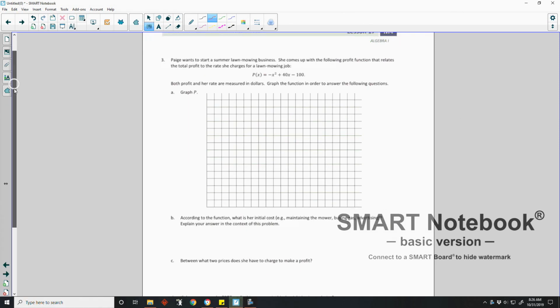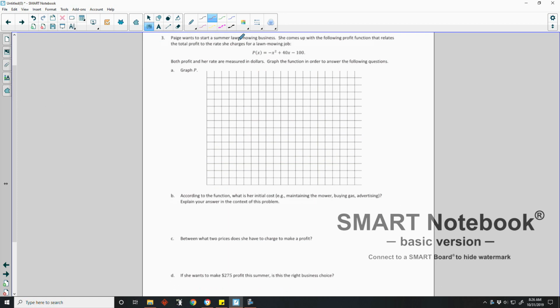Okay, this is page 5. Speaking of Paige, Paige wants to start a summer lawn mowing business. She comes up with the following profit function that relates the total profit to the rate she charges for a lawn mowing job. She came up with P of x equals negative x squared plus 40x minus 100. Now keep in mind we're looking for 3 things: the x-intercepts, the y-intercept, and the vertex.